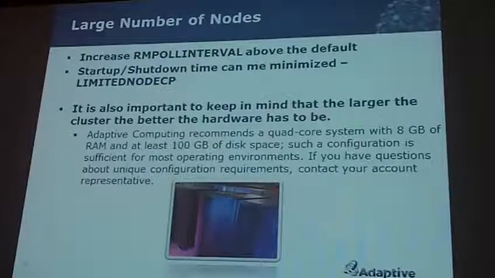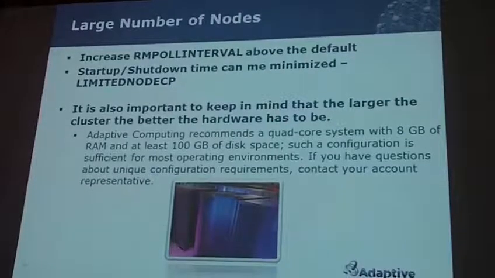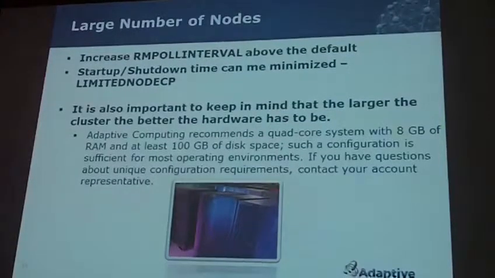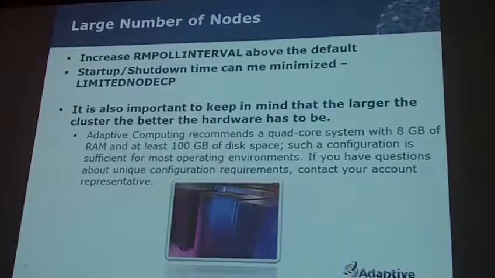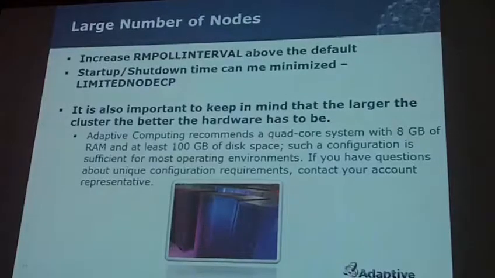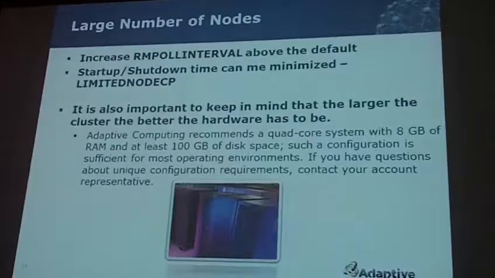All right, for large node consideration, you can increase your RM pull interval. I've seen some sites that set it up 2-3 minutes and even larger. The default is set to 30 seconds. So again, you want to play with that with your site to see what best fits your needs. That could be helpful if you're running a very large, long job. You can set that RM pull interval to a very large time.